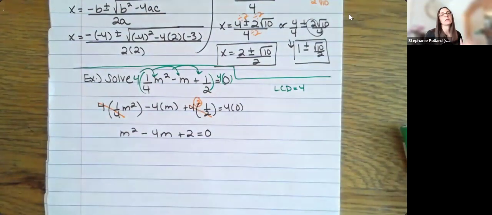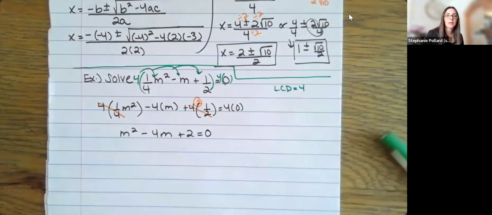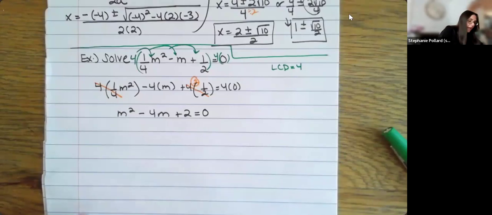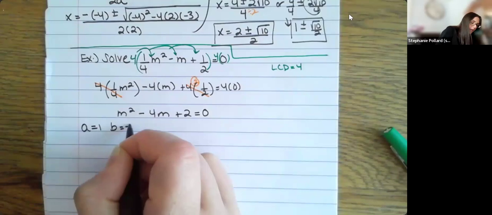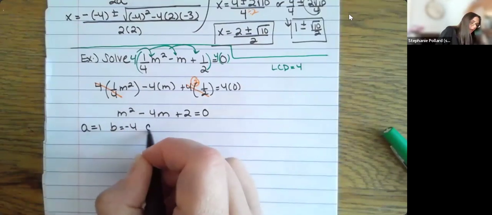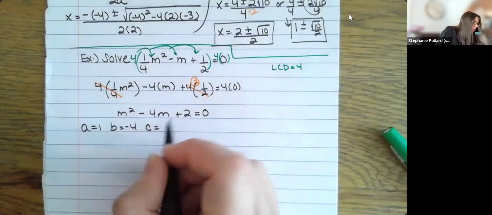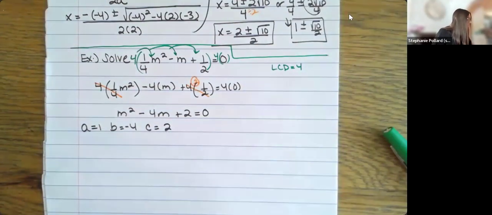So again, cancel that out before you start. It's going to make your life much, much easier in the end. So now I can start. My A here would be 1. If there's nothing there, there is a 1. My B is -4. And my C here is going to be 2 in this case.